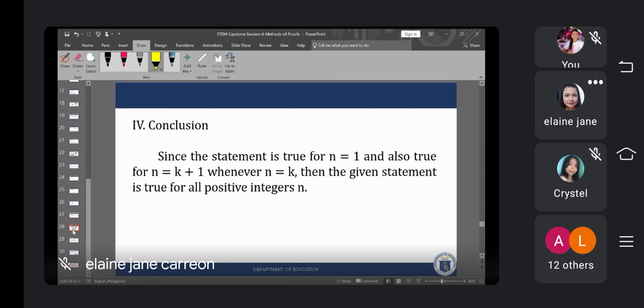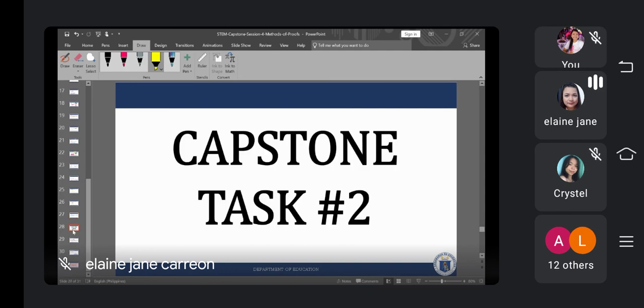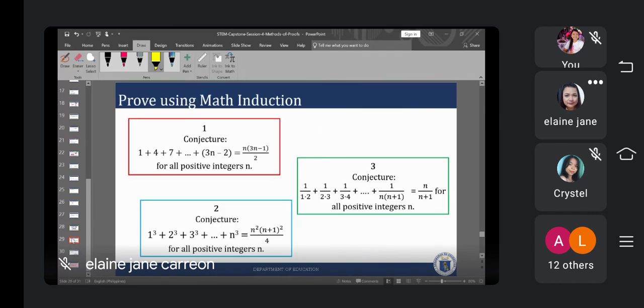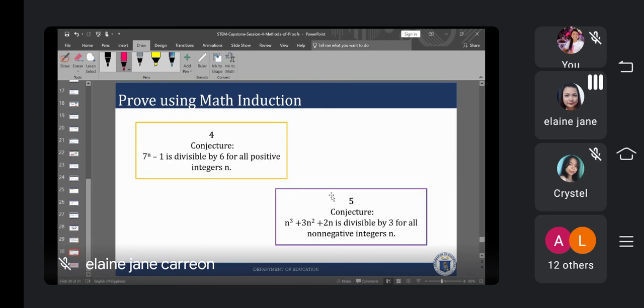And now for your capstone task number 2, since it is already 9:56, yung mga numbers na pinabunot ko sa inyo, colors rather, ito yung mga inyong mga sasagutan. So we have the conjecture 1, conjecture 2, conjecture 3, conjecture 4, and conjecture 5.